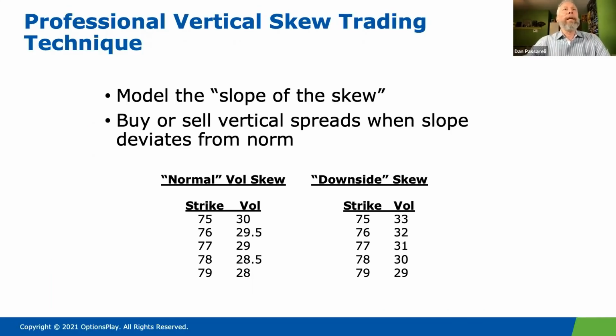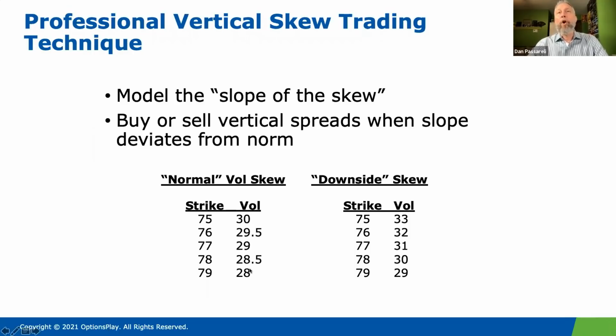So what does this really mean? Well, here's what professionals do when it comes to vertical skew. They model it out, right? They say, okay, here are the strike prices and here's the volatility. And what they'll normally do is fit a regression line in there.